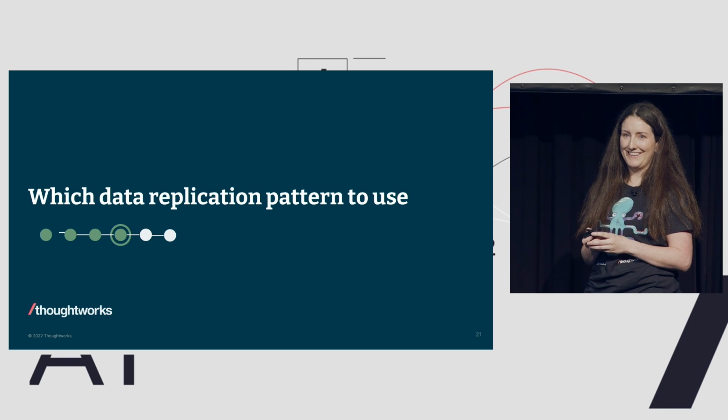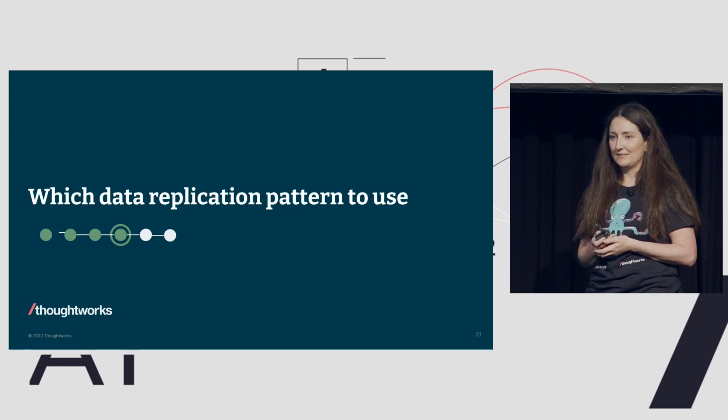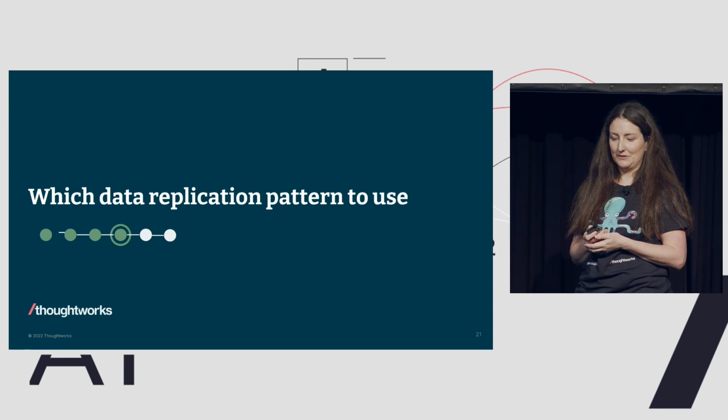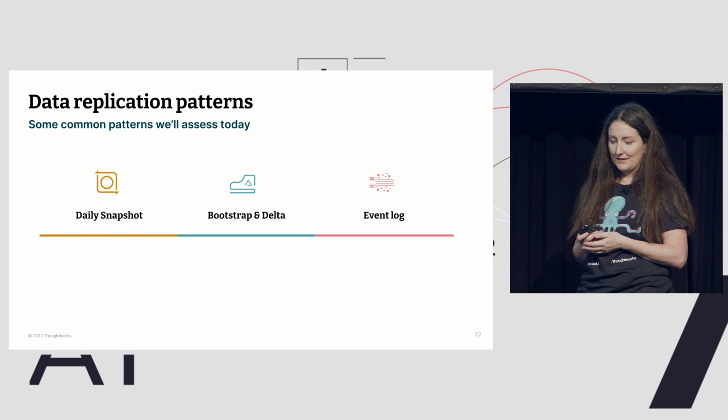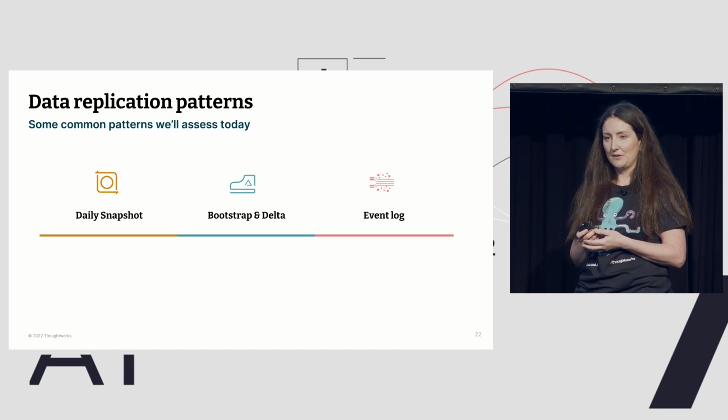And with that segue, we're going to talk about which data replication pattern to choose. So I'm going to talk about 3, and then we can make a decision at the end about which one is best suited to our RealCo use case. So here are the patterns. So daily snapshot, Bootstrap and Delta, sometimes called snapshot and Delta, snapshot and incremental, backfill and Delta. There's quite a few names for that one, and then an event log.